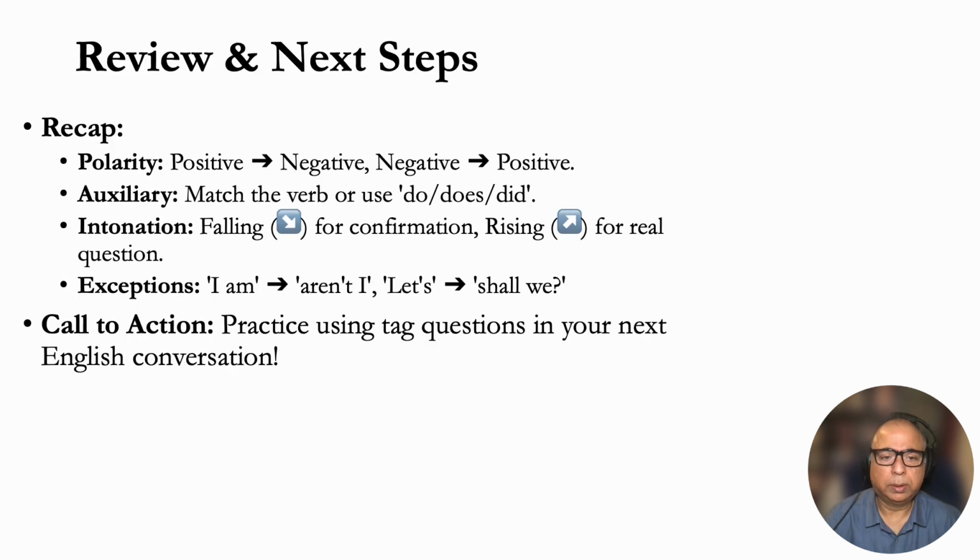Very good. Okay, so let's just quickly review before we wrap up the lesson. Positive statements have a negative tag. The auxiliary verb do, does, did, they match the verb. And we use falling intonation when we want to confirm something. Like, she's really nice, isn't she? Falling, right? She is really nice, isn't she? Rising would be incorrect because we don't want an answer. We're just confirming that, yeah, she is really nice.